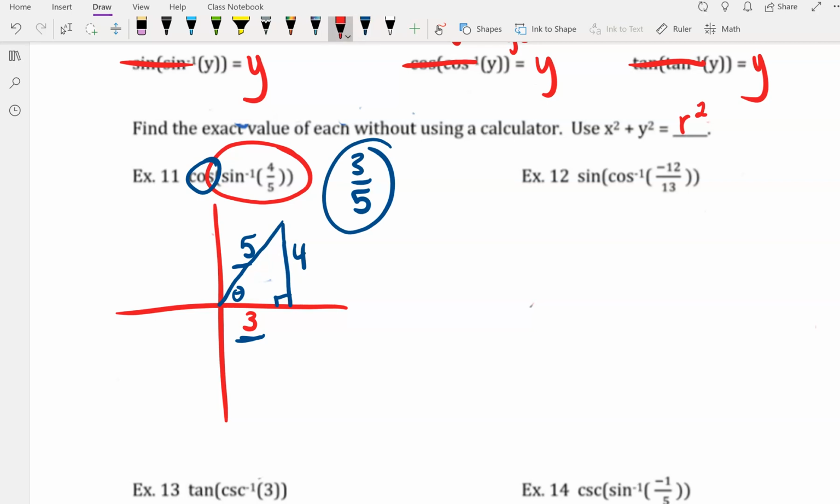All right. Why don't you guys try the second one on your own, and then you can unpause the video when you're done with that.